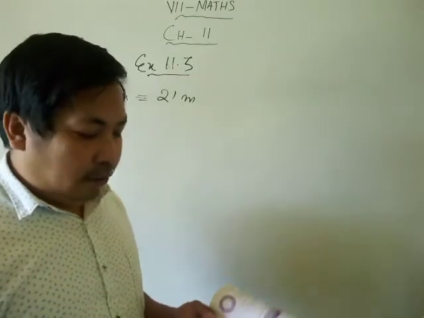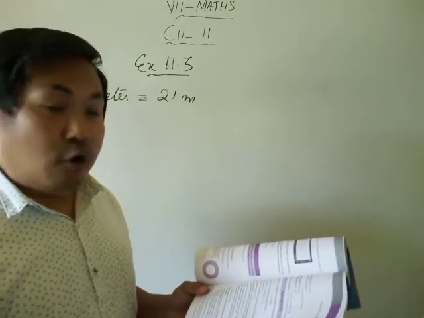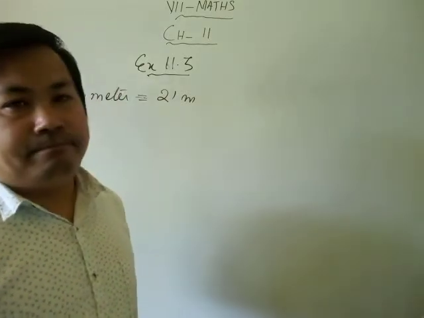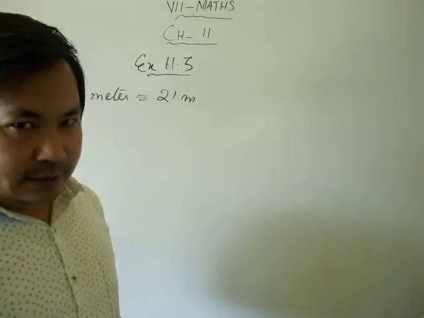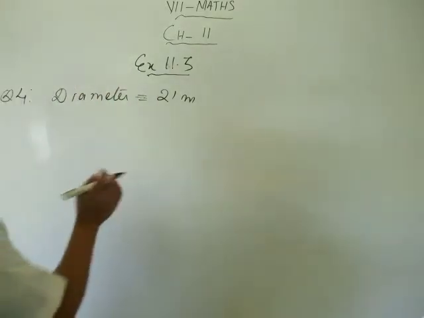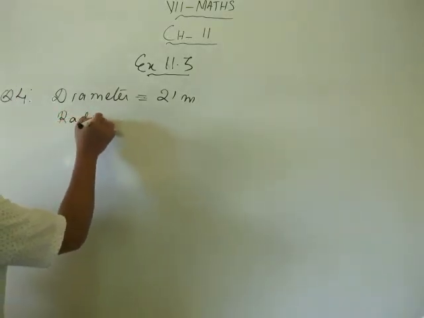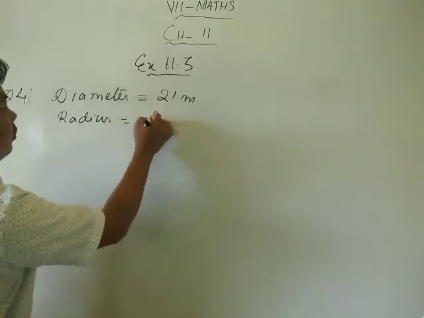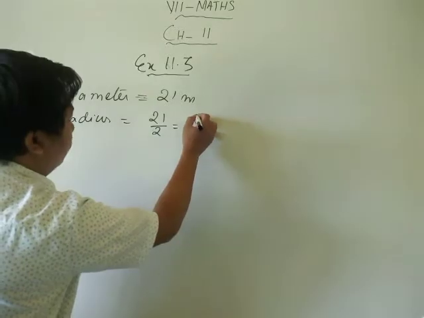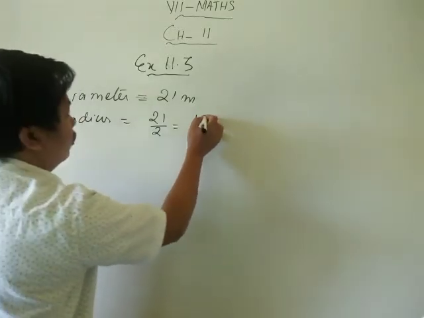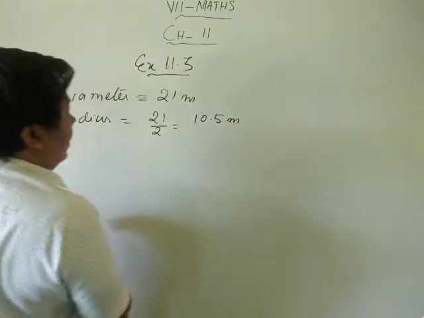Again, the cost of the rod is 4 rupees per meter, and we have to take pi equal to 22 by 7. Here we need to find the radius first of all. So the radius is equal to 21 divided by 2. That is how much? 10.5 meters is the radius.